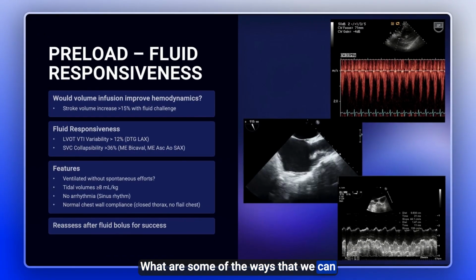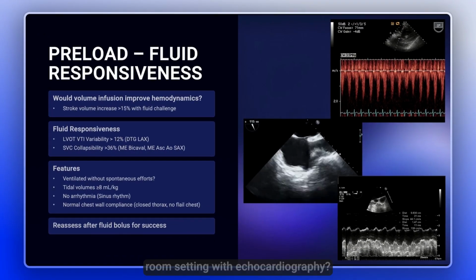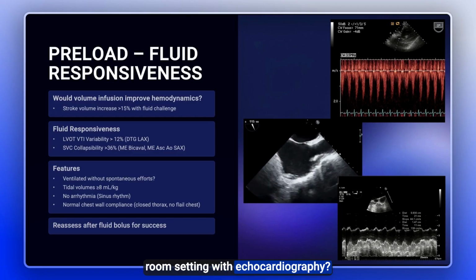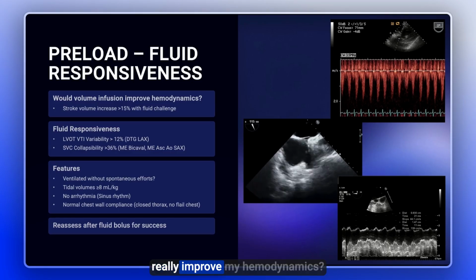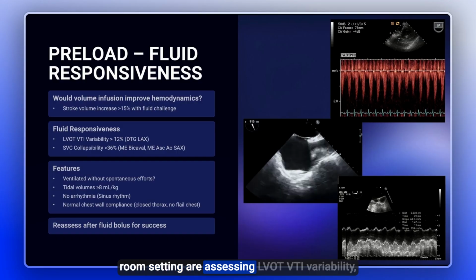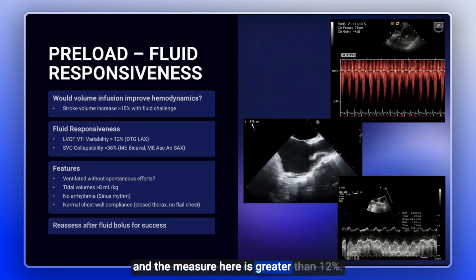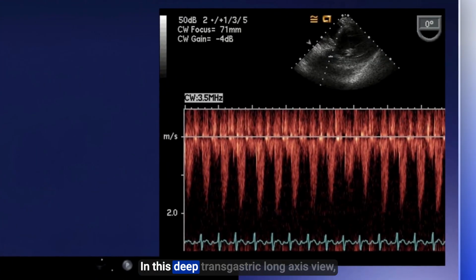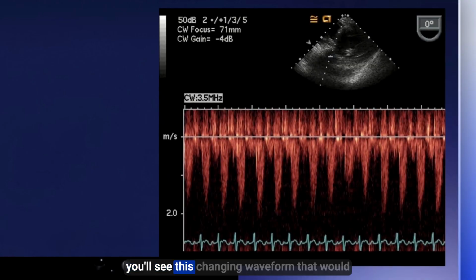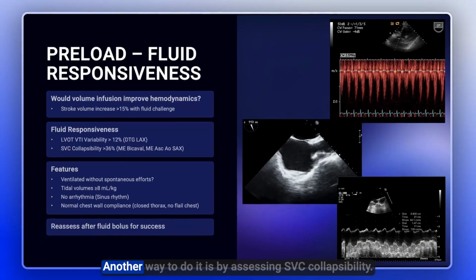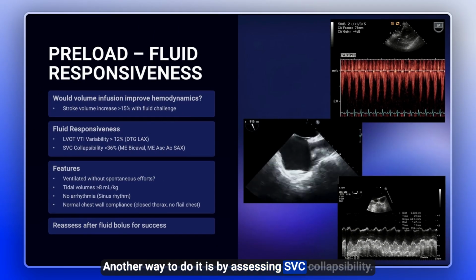What are some of the ways that we can assess fluid responsiveness in the operating room setting with echocardiography? Would additional volume infusion really improve my hemodynamics? Two of the ways you can do it in the operating room setting are assessing LVOT VTI variability, and the measure here is greater than 12%. In this deep transgastric long axis view, you will see this changing waveform that would indicate significant variability in your LVOT VTI.